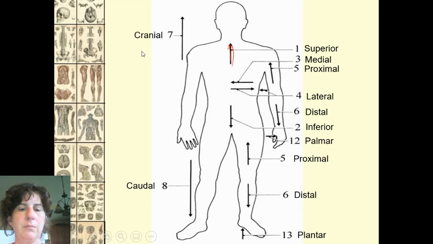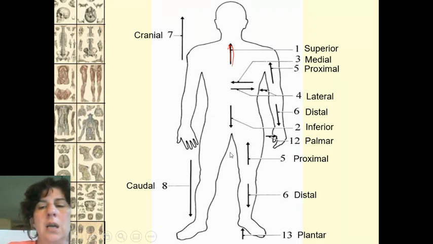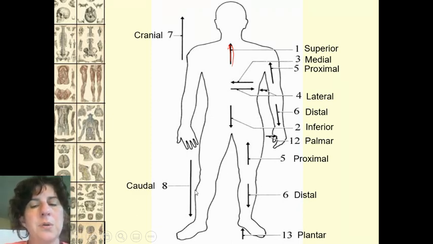7 is cranial, and 8 is caudal. I told you that there could be 2 terms for superior and cranial. Cranial just means towards the head. Caudal means tail, so anything that is going posterior or inferior is also caudal. I was thinking of, I do cat dissections too.